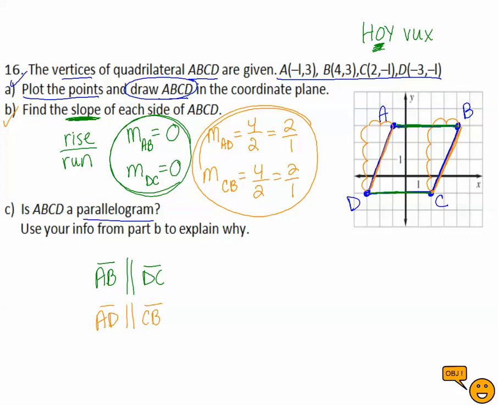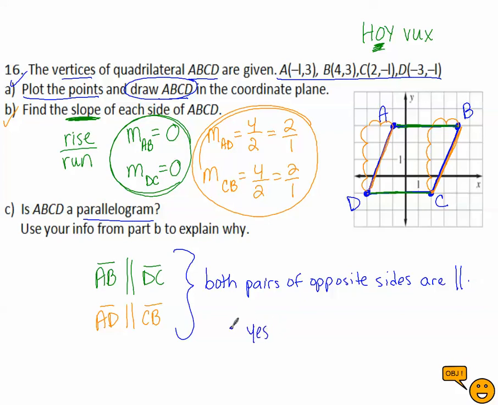What does this tell us? That both pairs of opposite sides are parallel. Isn't that the definition of a parallelogram? Yes, it is. So my answer will be, therefore, yes, ABCD is a parallelogram.